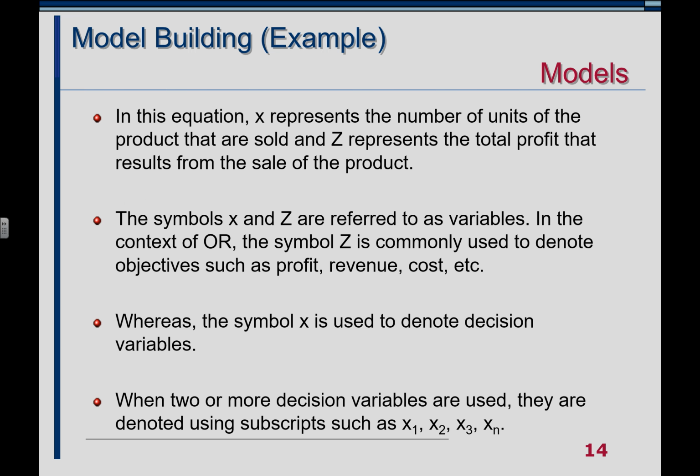Okay? So in this equation, X represents the number of units of the product that are sold, and Z represents the total profit that results from the sale of the product itself. So the symbols X and Z are referred to as variables. In the context of OR, like I said, the Z is commonly used to denote objectives such as profit, revenue, cost, etc., whereas the symbol X is used to denote decision variables. And so when you have 2 or more decision variables, they're denoted using subscripts such as X1, X2, X3, all the way to Xn.